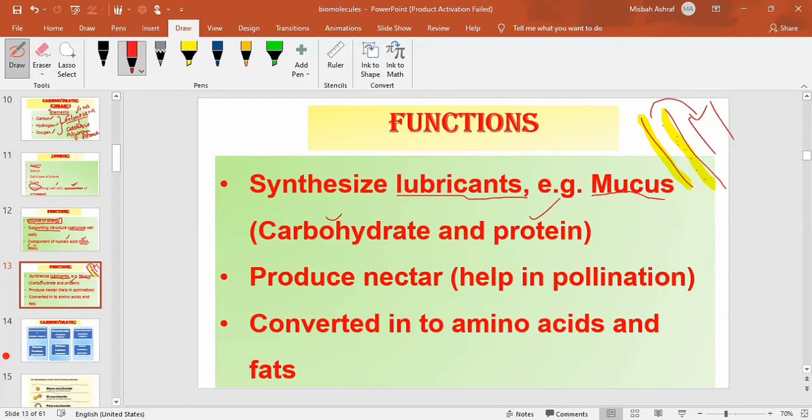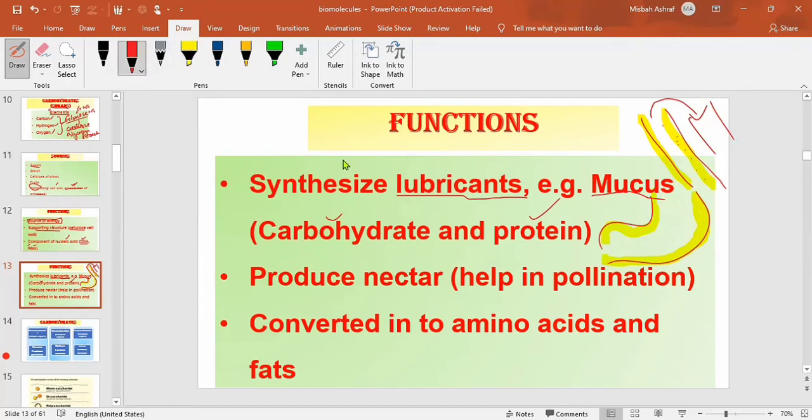Excuse me, miss. Yes. Miss, in the previous class we learned that mucus covers the esophagus and prevents it from damage. Like food, some hard foods can harm your esophagus, so that is why mucus is there. Yes, I'm going to. It's not present in only one part of our body.